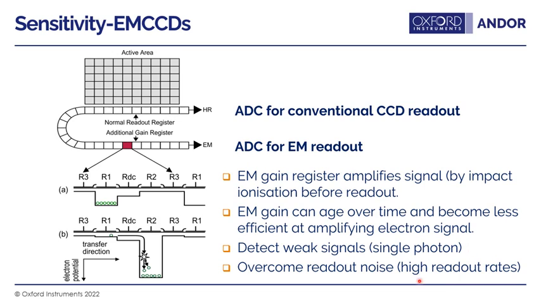And it's also a way to overcome readout noise at high readout rates. So the faster you read out one of these CCDs or sensors, the higher your readout noise is going to be. But you can reduce the effect of that readout noise by increasing EM gain, although there is a cost in dynamic range of the measurement, but we'll talk about that more later.